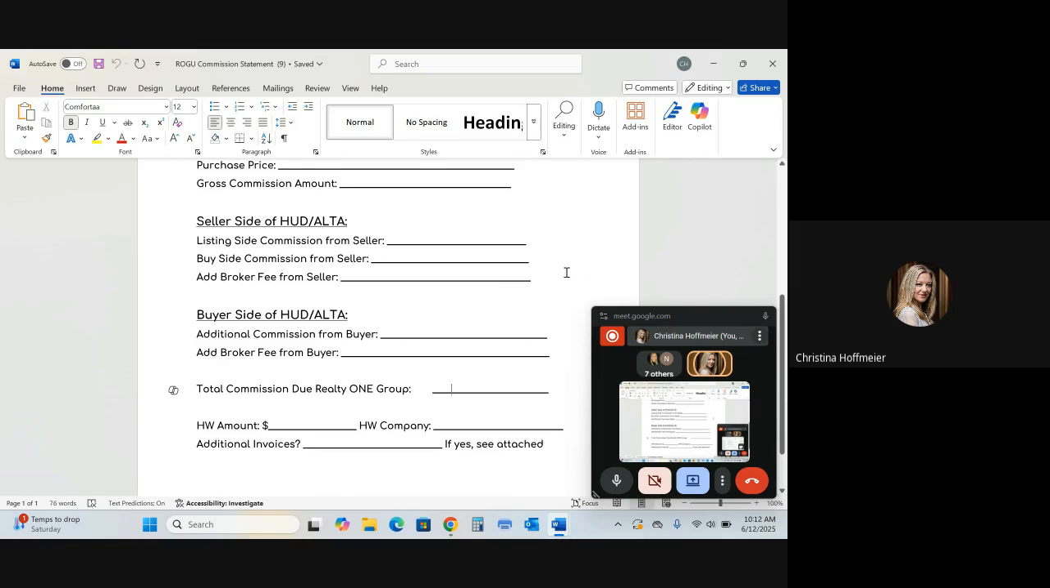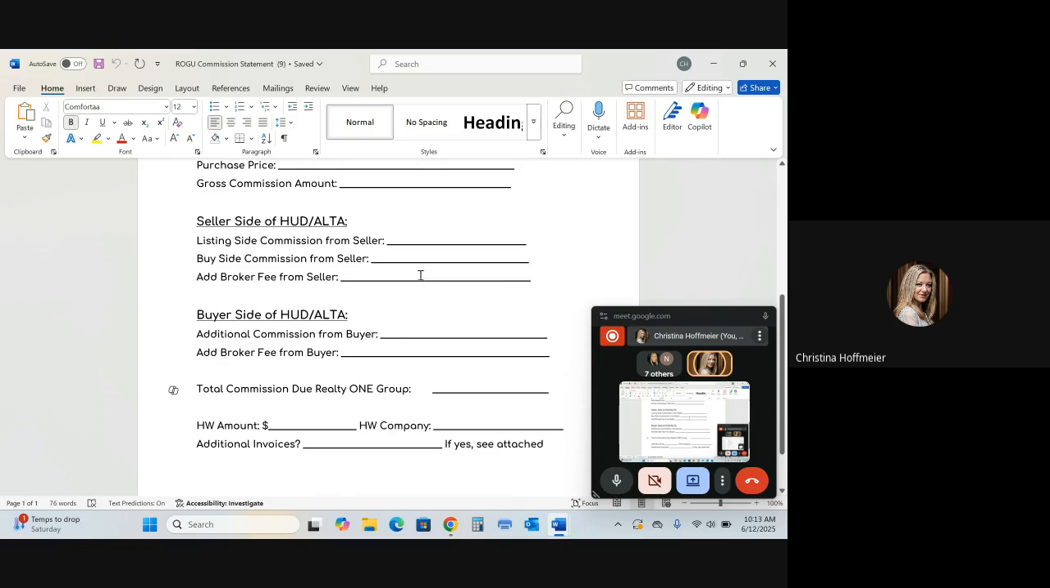Now I know the listing side of the commission for the seller isn't filled out, and you know that the agent's getting commission and their broker fee, which you know they're probably going to collect, isn't filled out, and you know the listing agent is getting it. That's not for you to report. You let the listing agent put that in because they are submitting in their own commission statement.